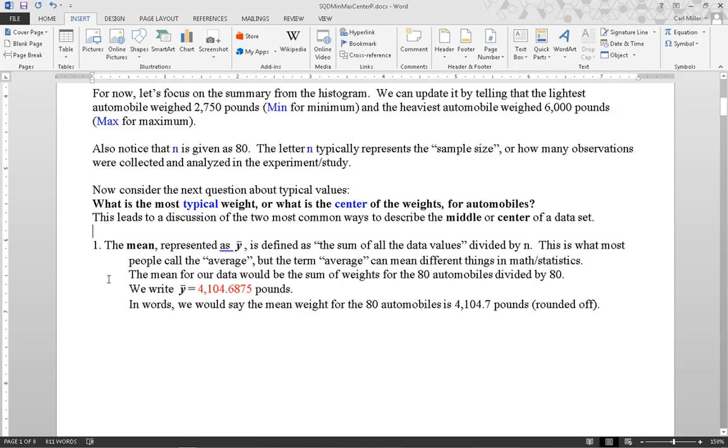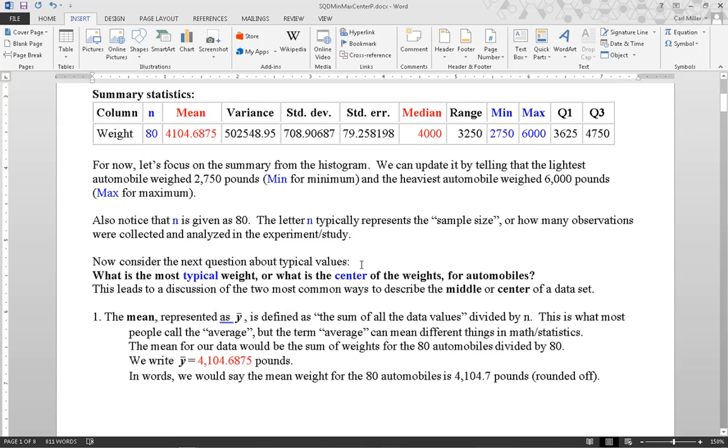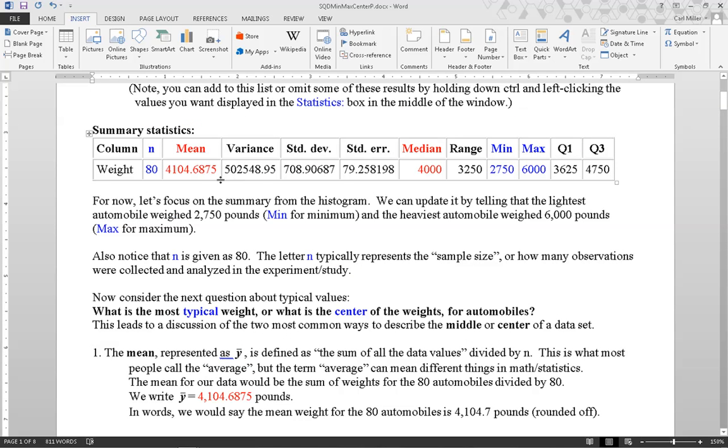One, the mean, represented as y bar, is defined as the sum of all the data values divided by the sample size n. This is what most people call the average, but the term average can mean different things in math or statistics. The mean for our data would be the sum of the weights for the 80 automobiles divided by 80. We write y bar equals 4,104.6875 pounds. In words, we would say the mean weight for the 80 automobiles is 4,104.7 pounds, rounded off to the tenths digit.